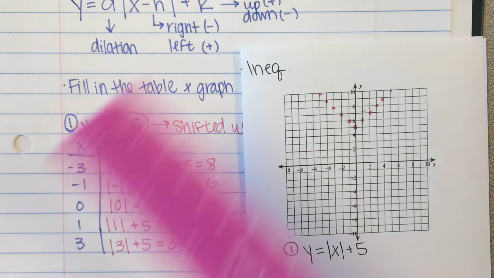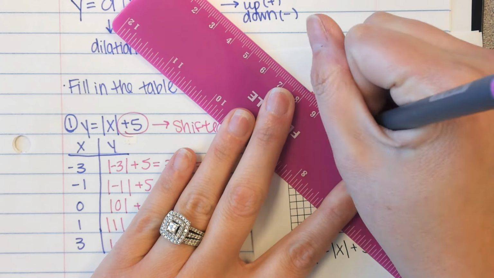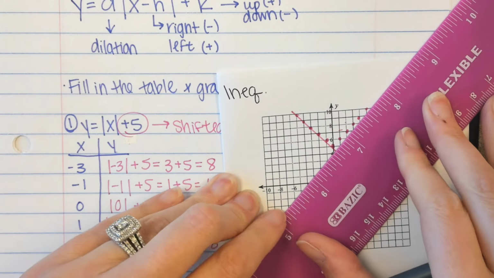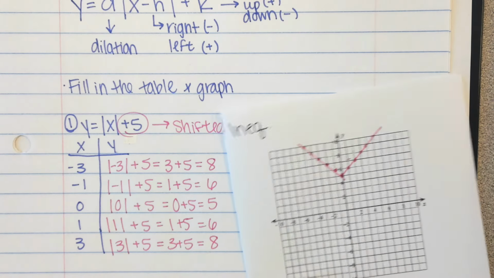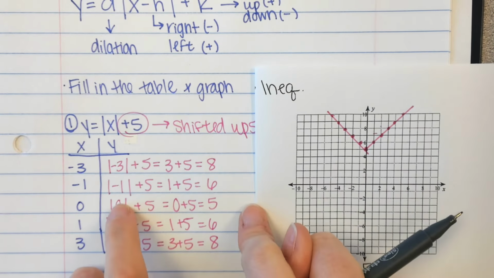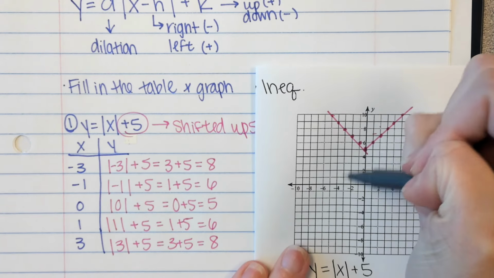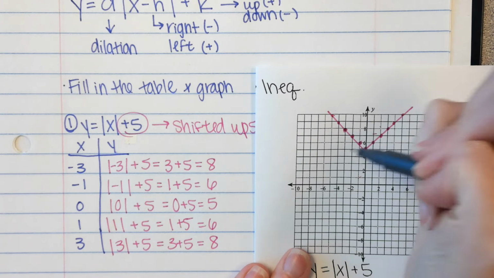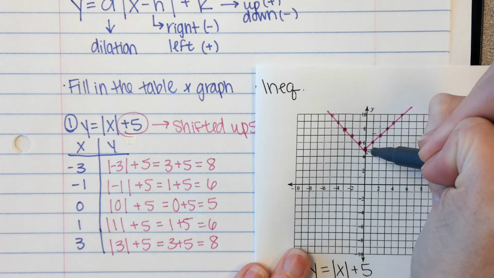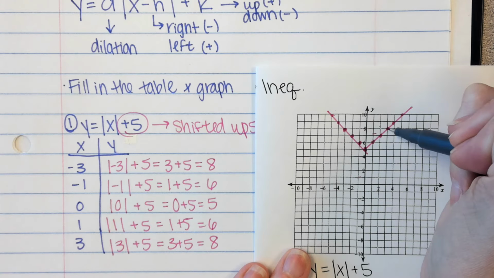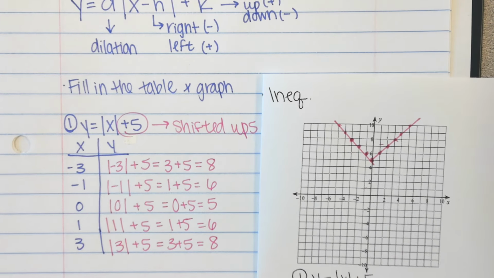And we've got our V shape. And I can connect those and make a line on each side. And there you go. Now, if I had used the ordered pairs, I would have still gotten the same answer, because negative 3, 8 is negative 3, 8. And this is negative 1, 6, 0, 5, 1, 6, 3, 8. So you can do it either way, whichever one seems easiest to you.